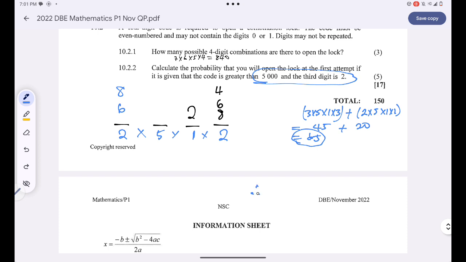Therefore, my probability, obviously, probability is equal to the number of desired outcomes all over the possible outcomes, right? I'll simply have 65 all over 840. 65 divided by 840 will give me 0.07774, or I can write it into 2 decimal places if I want to, 0.08. That will be the probability, guys.